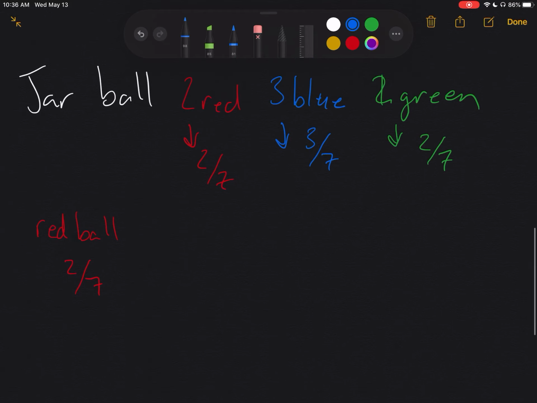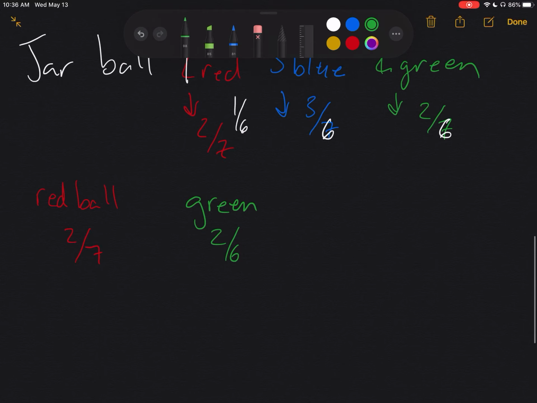Now there's only 1 red ball, okay? And so now the chances become 1 out of 6, 3 out of 6, and 2 out of 6. All right, so now the chances that I select a green ball second would be 2 out of 6. This one, order is important, right? If I selected green first and then red, or blue first and then red, it would change a little bit.